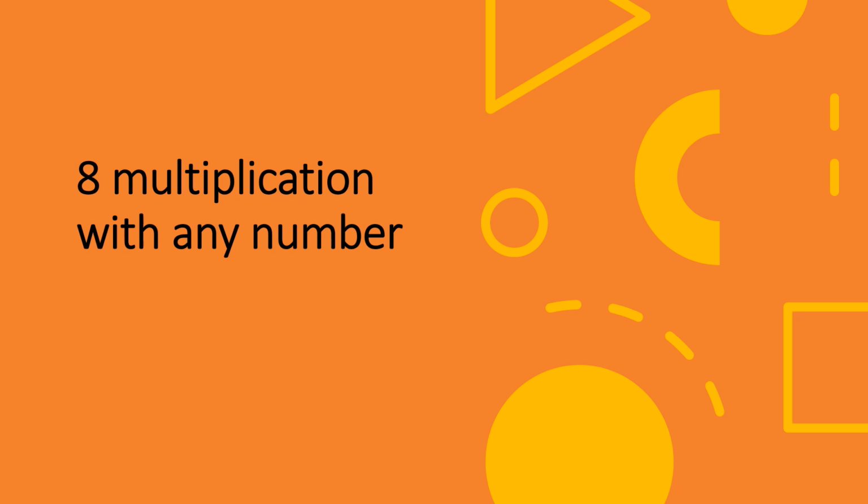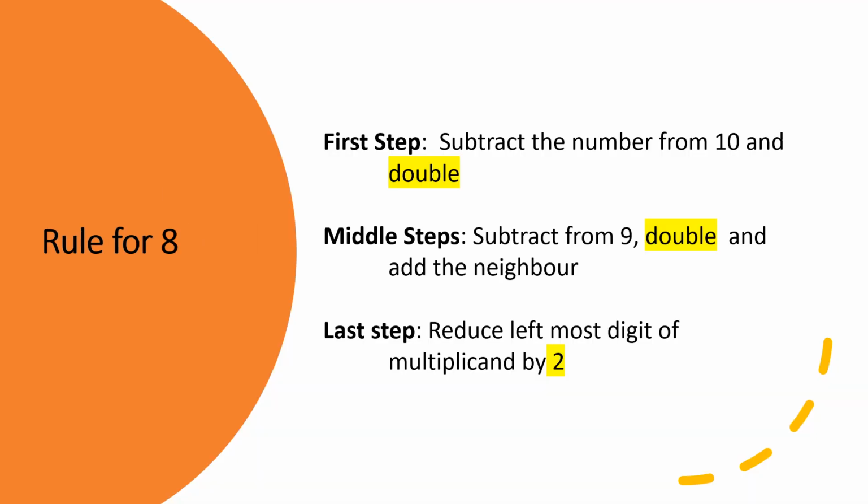Let's continue with 8 multiplication with any number. The rule for 8 is the same as the rule for 7. The only difference is we will have to double the number in the first and middle steps. As I mentioned, subtract the number from 10 and double it for the number 8, whereas for 9 you should not double the number. The middle step also subtracts from 9 and doubles, and then adds the neighbor. And in the last step, you will have to reduce the leftmost digit of the multiplicand by 2.